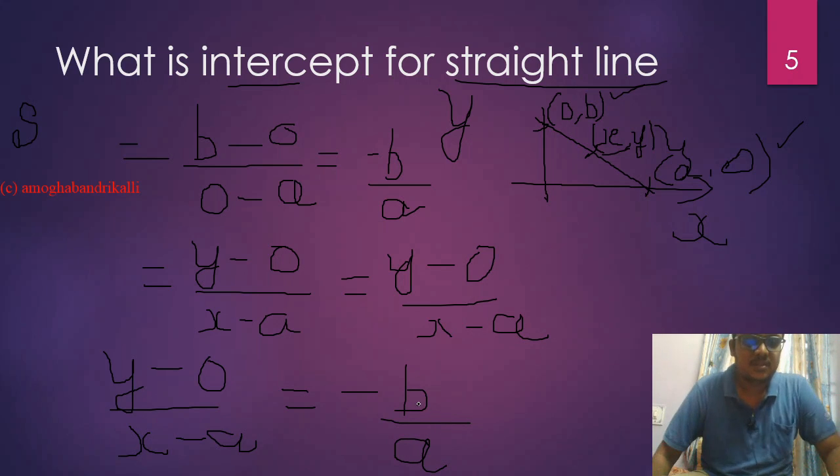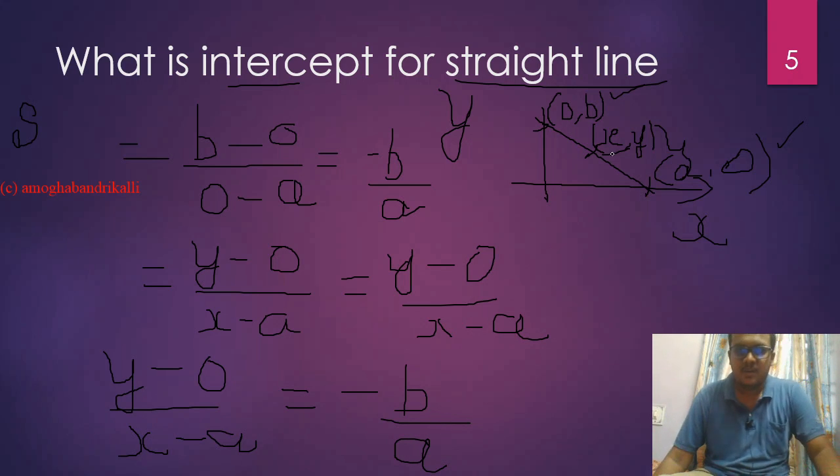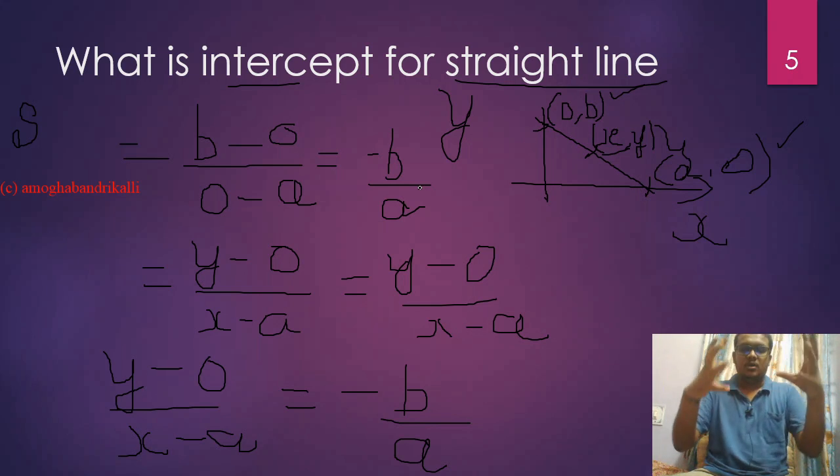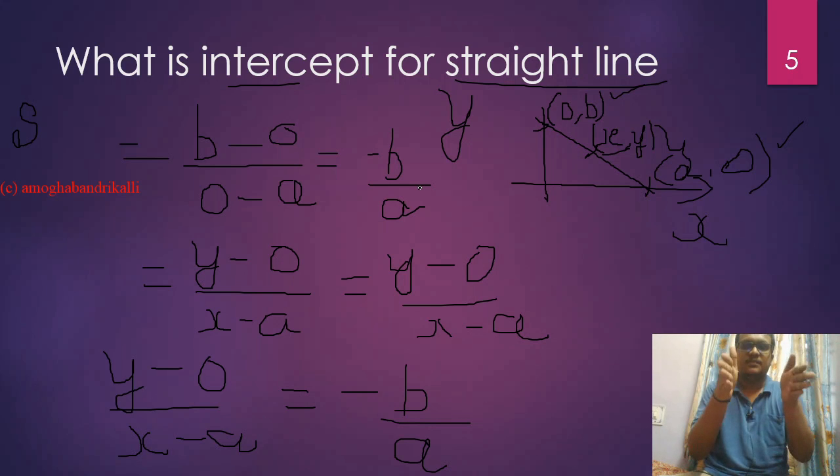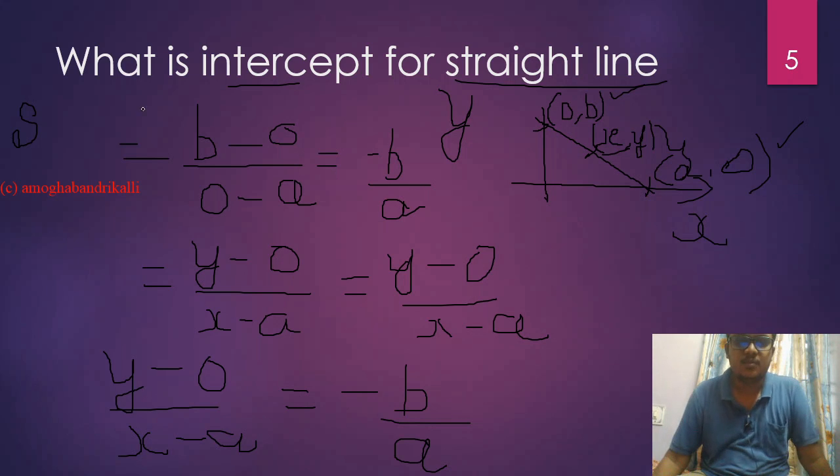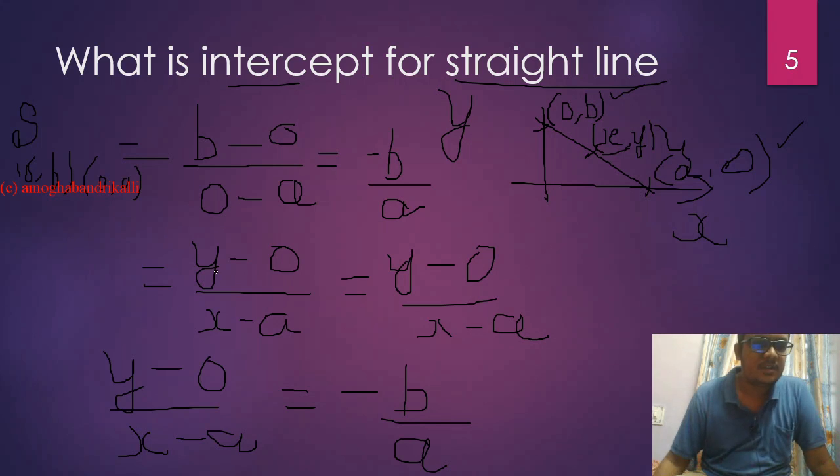So here you have a half line, and this will be equal to the respective straight lines. That's why I am equating both the slopes. This one is for 0 comma B to 0 comma A, and this is from any point x comma y to A comma 0. So I am just taking the slope and equating this part.